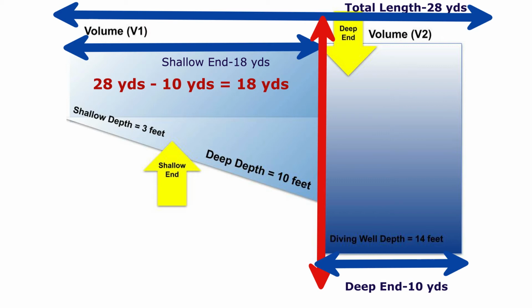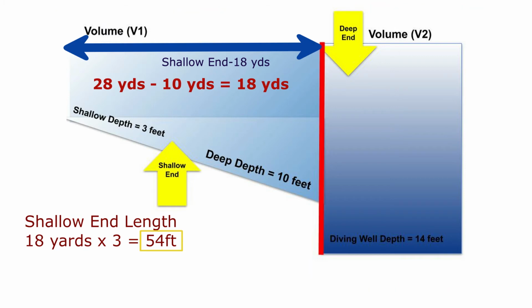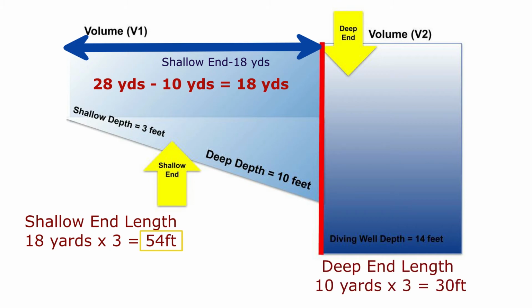Now we want to convert our shallow end length of 18 yards and multiply that by 3 to get how many feet it is, which is 54 feet. And then we're going to calculate our deep end length of 10 yards times 3, which will give us 30 feet.